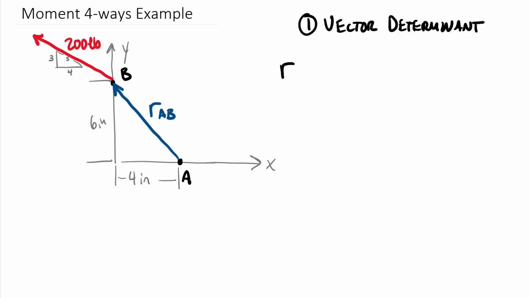So we're going to take our RAB crossed with RF. In all these cases, let me just write here, we want to find our moment about point A.